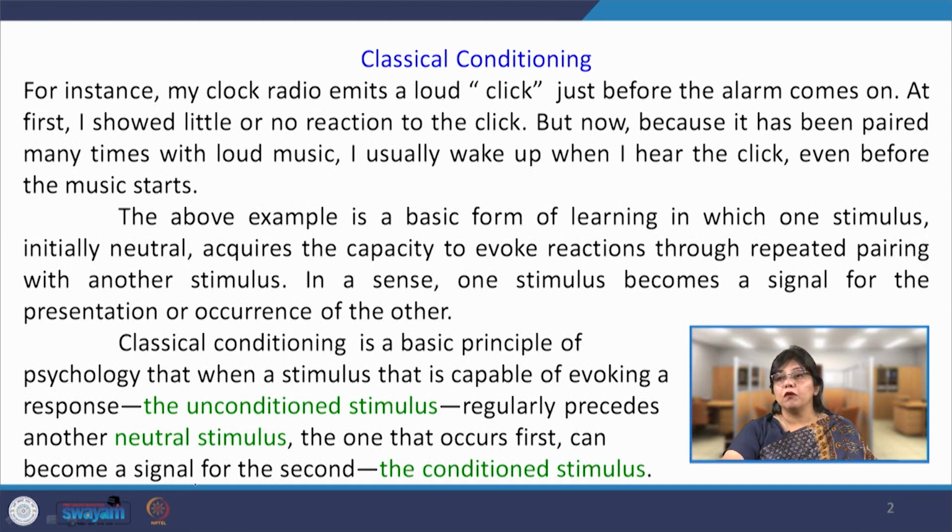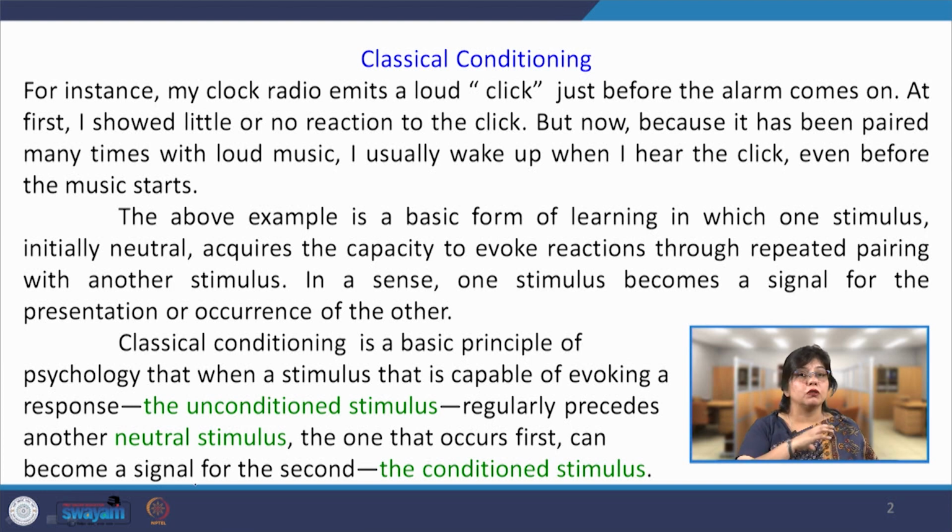Now, this is a form of learning: the person has learned that I have to get up from my bed with the first click, not even waiting for the second stimulus, the sound of the alarm. Therefore, we can say that the person has acquired a relationship between the first click, the second alarm music, and then how to get up from the bed. So, this example is a basic form of learning or conditioning in which one stimulus was initially neutral, that means the click, which was loud enough, but there was no association between the click and the person having to get up from the bed.